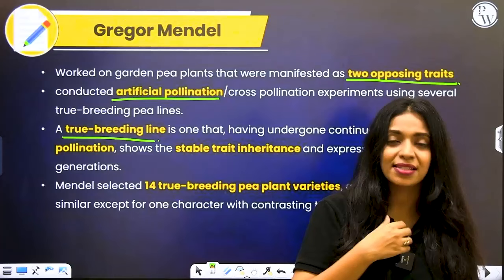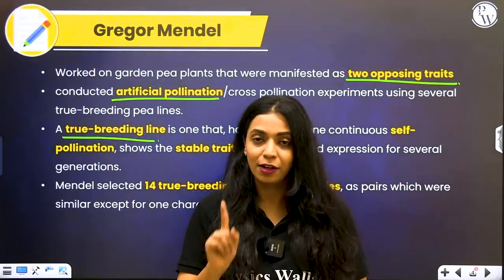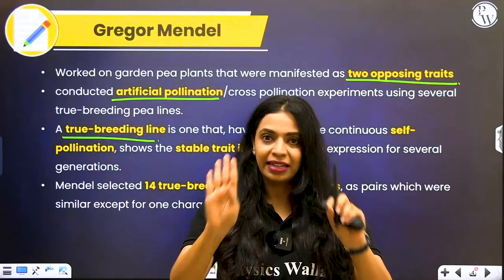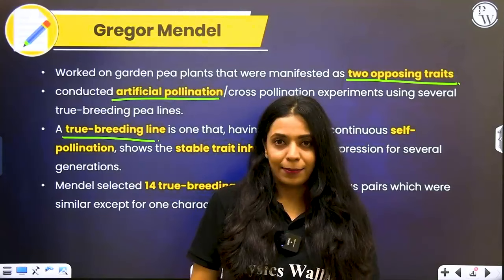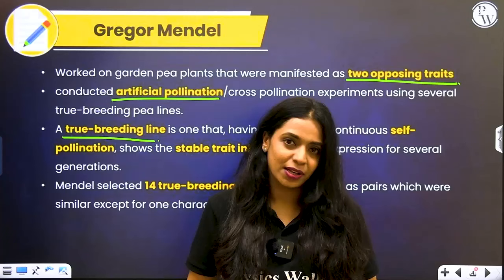So what he does first is he takes these homozygous dominant and pure line tall and pure line dwarf plant first. They are the parents. So the parents have two opposing or two contrasting traits. Then he performs artificial hybridization. So he cross pollinates them. After that, what you get is called the F1 generation. First filial generation, we say, that is called the F1 generation.